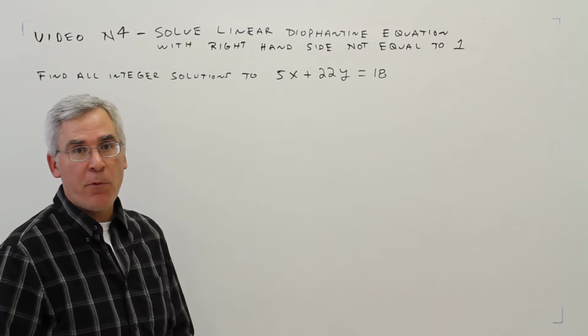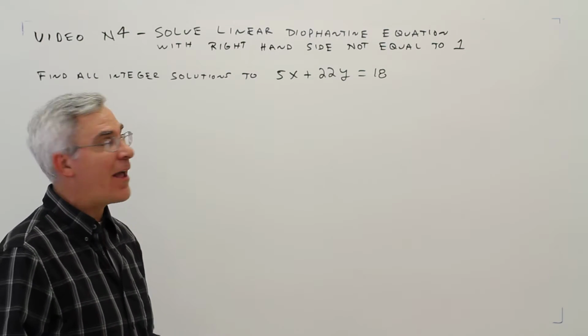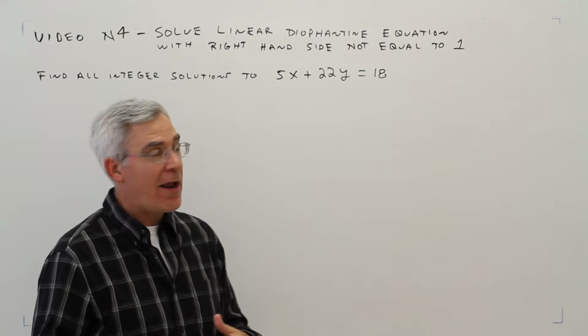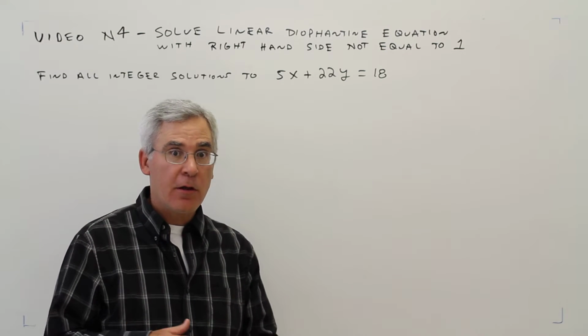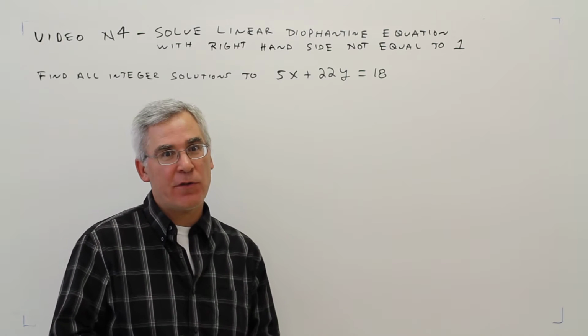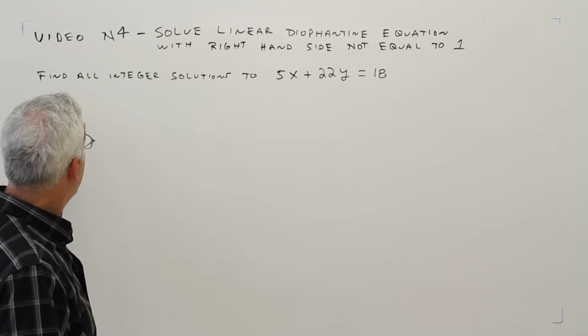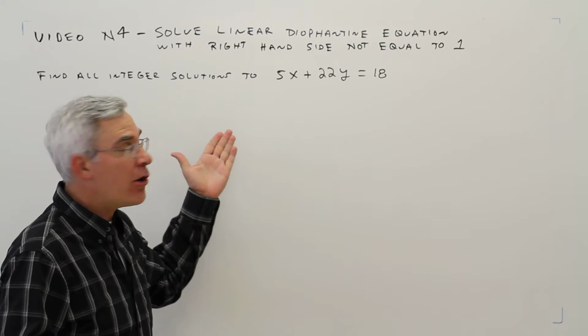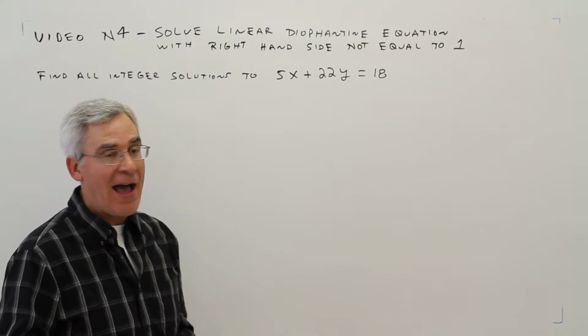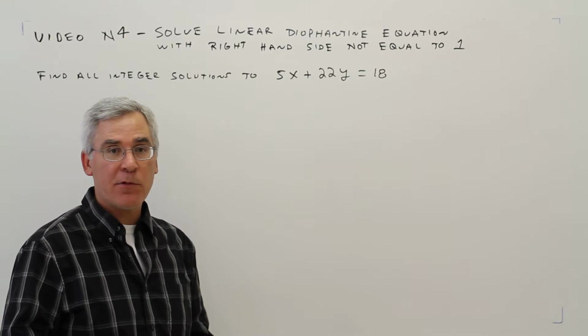Welcome to video N4. We're going to solve a linear Diophantine equation with the right-hand side not equal to 1. So there will be one tiny additional step in this problem. All right, here's the problem. Find all integer solutions to 5x plus 22y equals 18.